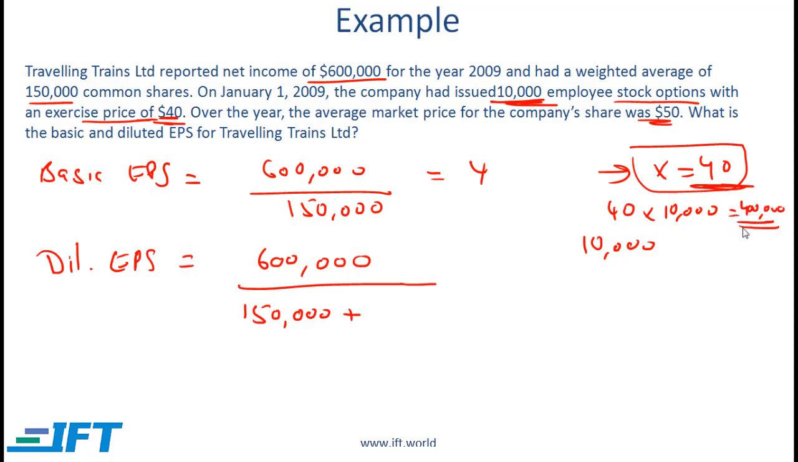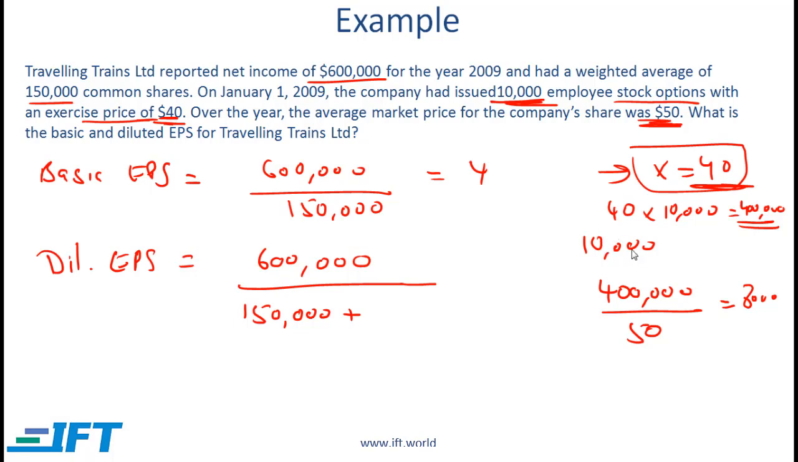The assumption now is that in order to minimize dilution, the company will take this 400,000 and buy back shares from the market. So how many shares will be bought back? 400,000 is the amount of money the company has. The stock price in the market is 50. So the number of shares that will be bought back equals 400,000 divided by 50, which is equal to 8,000.